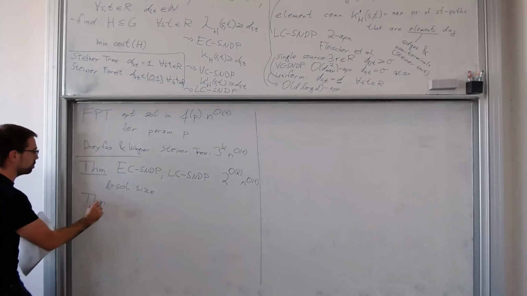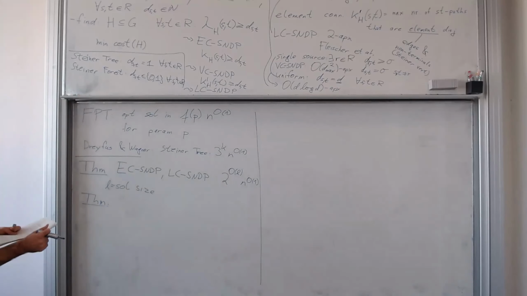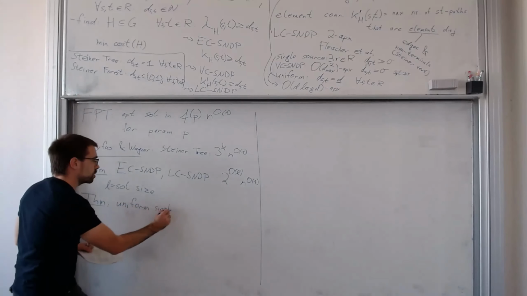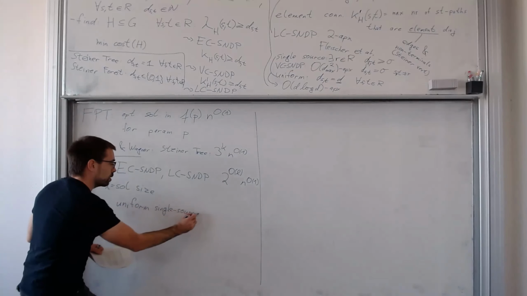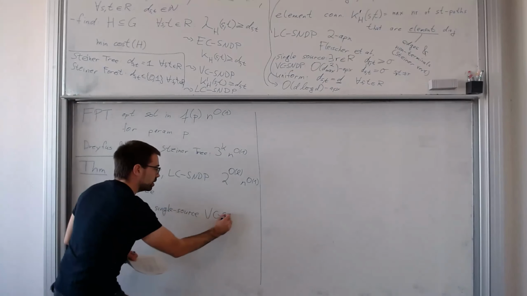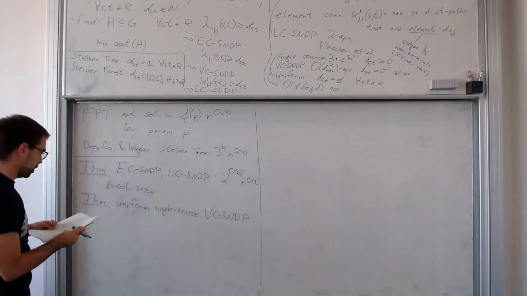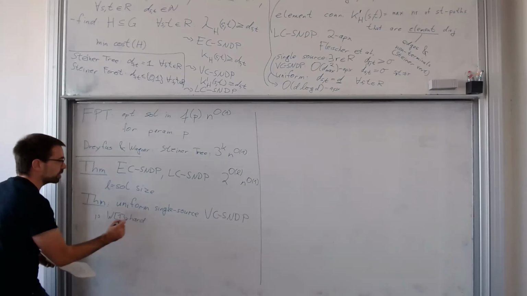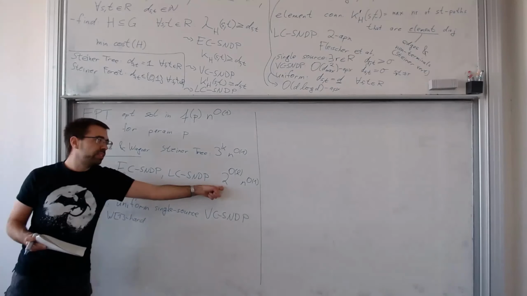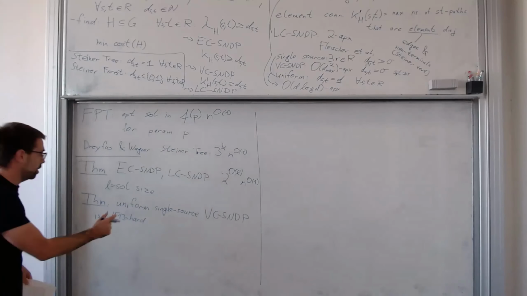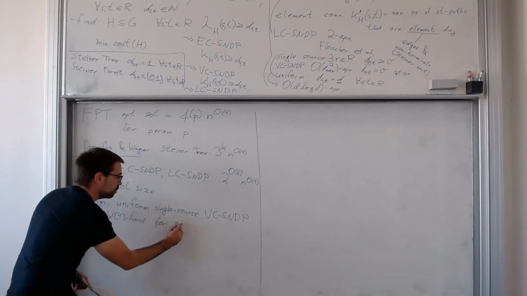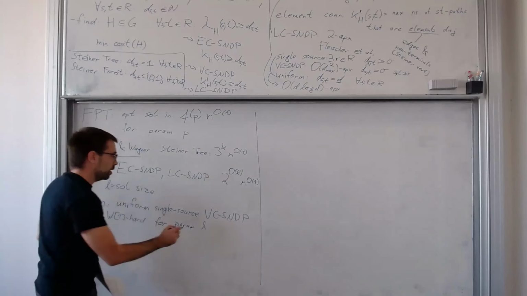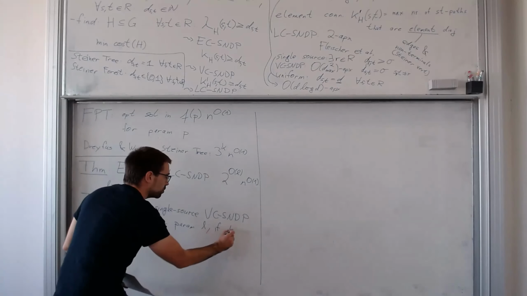The corresponding hardness result is: if you look at uniform single source vertex connectivity SNDP, this is W[1]-hard. It means, in particular, that unless something strange happens, there is no FPT algorithm with this kind of running time for the parameter solution size, which is called L, even if the number of terminals is 3.